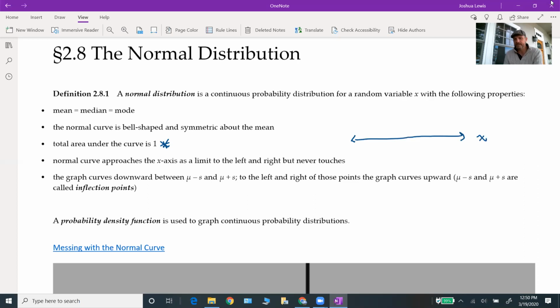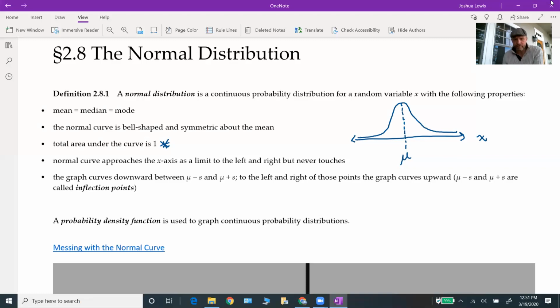So if here's my x-axis, and the mean equals the median equals the mode, symmetric about the mean, the mean would be somewhere here in the middle. And then the total area is 1, bell-shaped, approaches the x-axis as a limit, but never crosses it. So it's going to get really close, infinitely close, and then it's going to come up, and then it's going to have to do that on this side as well. So it should look something like that.